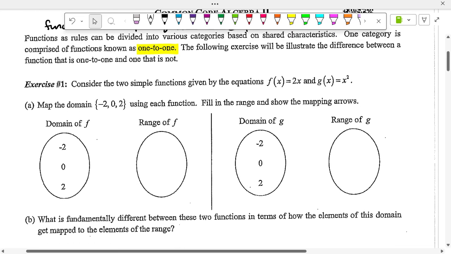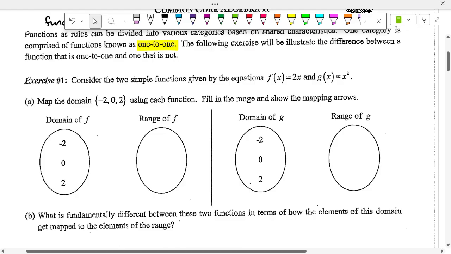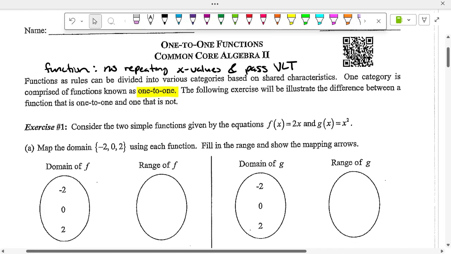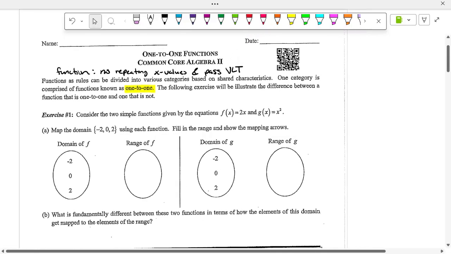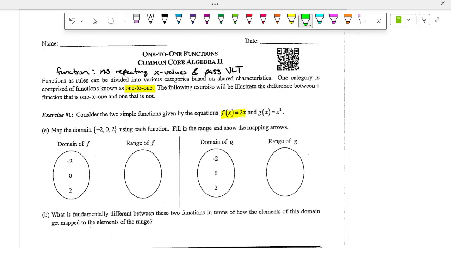So, let's look at an example first so we can figure out what one-to-one actually is. All right. So the first example, we have two different functions. We have f of x, which is 2x, and g of x, which is x squared. And we've got to map the function with a domain of -2, 0, and 2. Now, can someone remind me what domain is? Someone besides Abigail. What's domain?